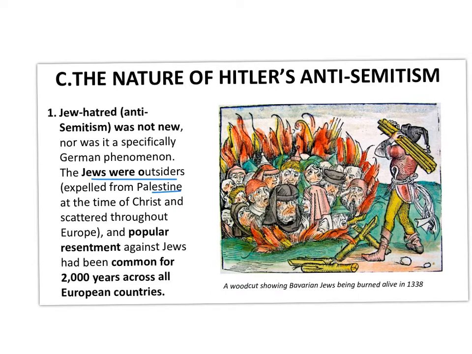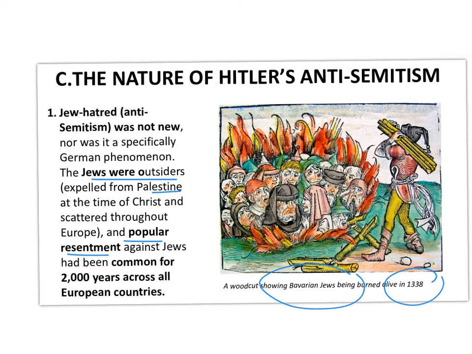So popular resentment against Jews was common, okay? And periodically we call them pogroms. For whatever reason, across many European countries, Jews were targeted. There's a woodcut there that shows German Jews being burned alive in the year 1338. But those sorts of events, tragically, were very common.